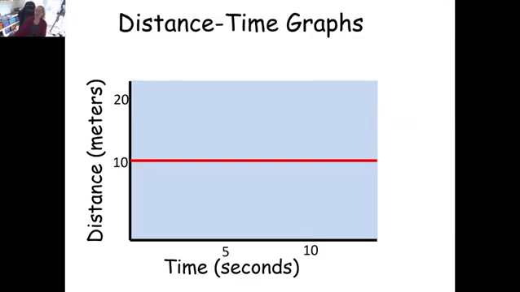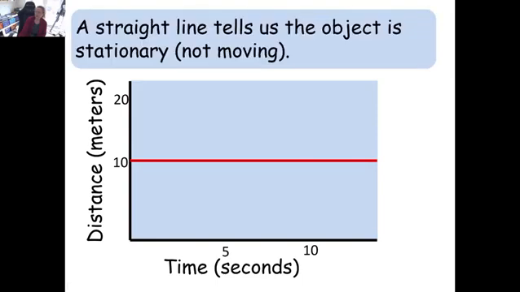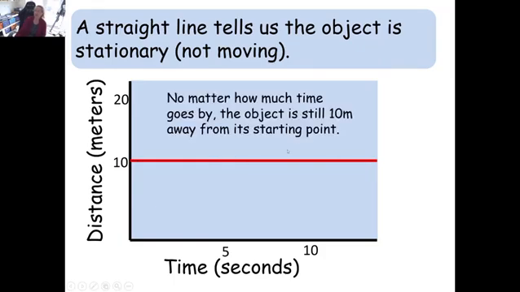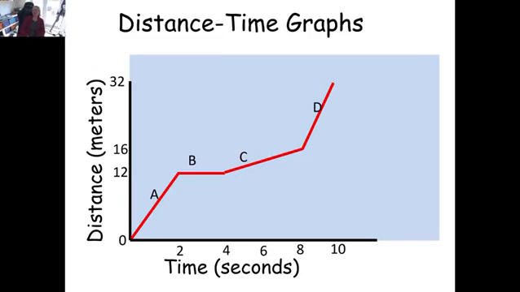A straight line like this, what do you think that tells us? Well, a straight horizontal line is telling us that the object is not moving. It doesn't matter how much time goes by, whether we've got 5 seconds, 10, 15, doesn't matter how long, the object remains 10 metres from its starting point. So it's not moving.